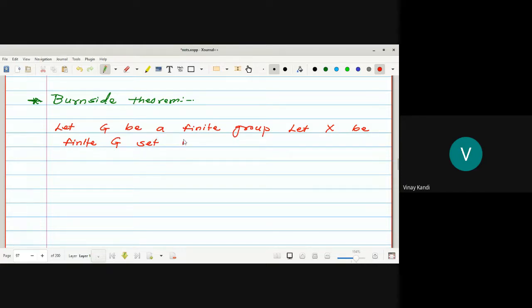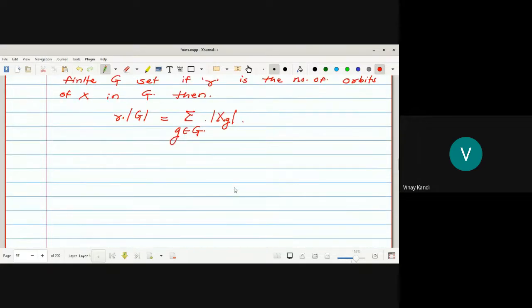Okay. If small r is the number of orbits of capital X in capital G, then this r into order of G is equal to summation small g belongs to capital G into capital XG. Now what is capital XG? They have defined it. Okay, let's see which set is defined. Capital XG, one more definition for you.